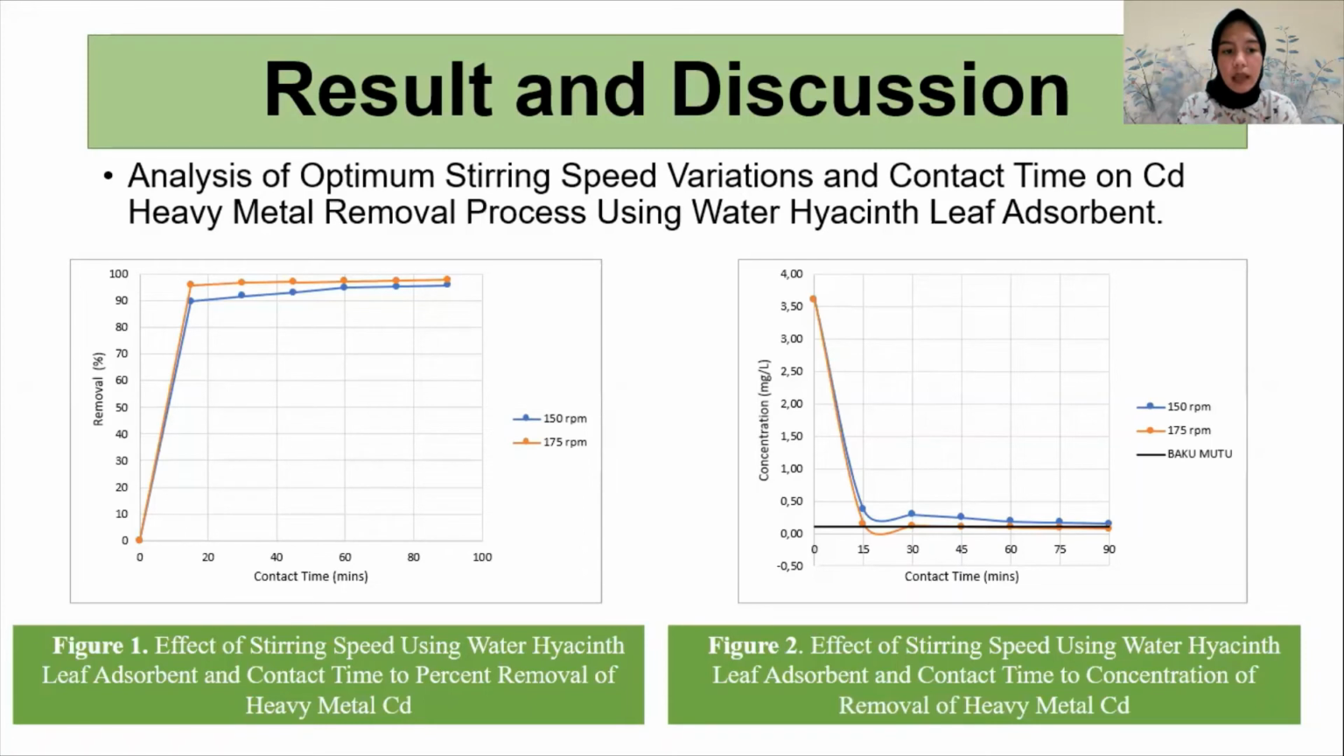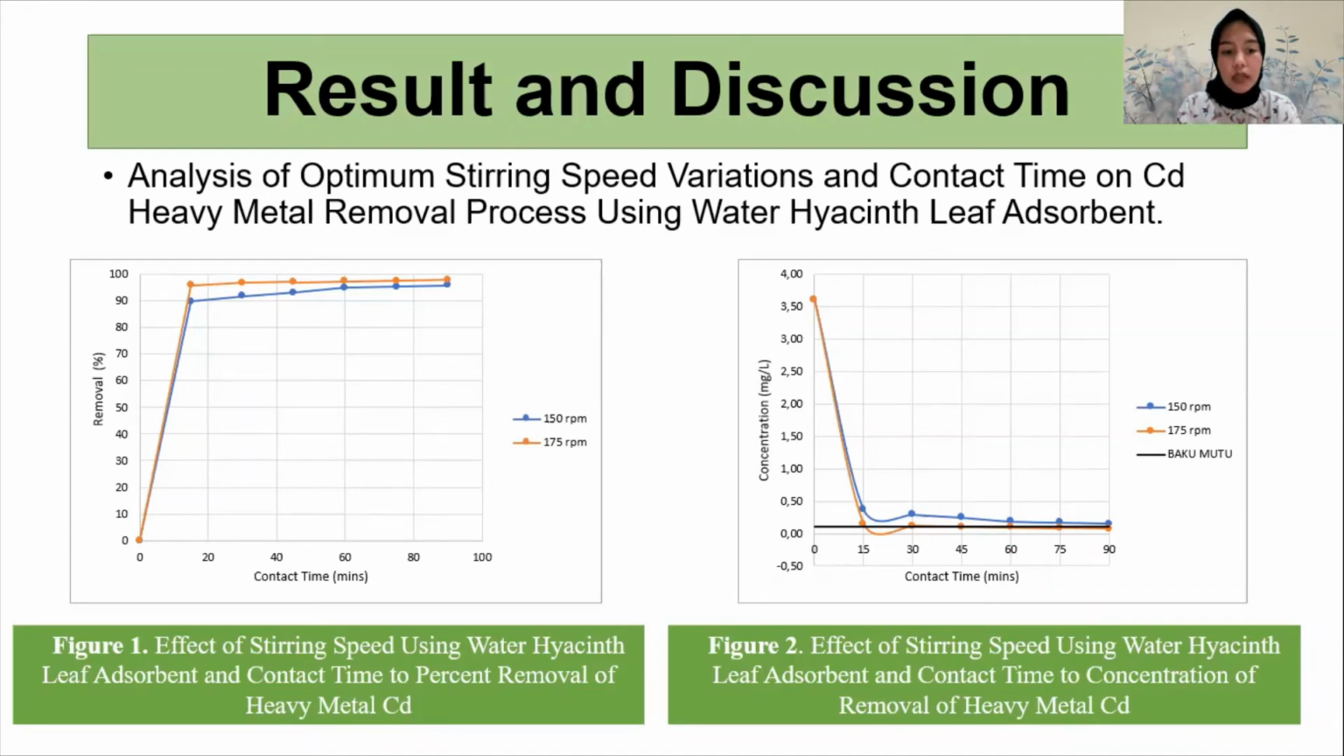At 175 rpm, a contact time of 60 minutes, the ability of the adsorbent to adsorb metal was obtained with a percentage of removal of 97.37%. When compared across different stirring speeds with variation in contact time, it showed that the stirring speed of 175 rpm at 60 minutes is very effective in reducing heavy metal Cd. This is because of the contact time between the adsorbent and the adsorbate, which is evenly dispersed, so that the ability to reduce heavy metal Cd in the water becomes more effective.